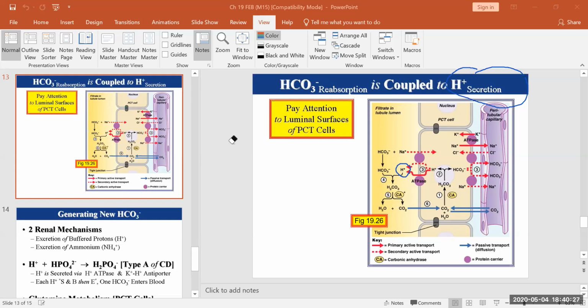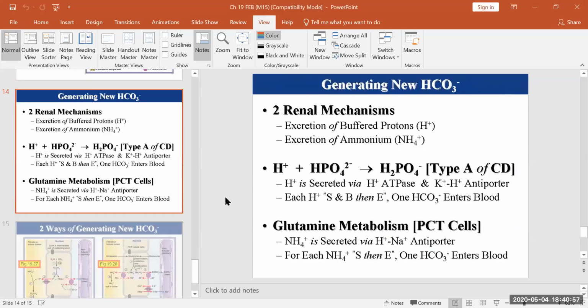So not only are you reabsorbing something you desire, but you're also getting rid of something that's undesired. You're reclaiming bicarbonate, and you're getting rid of these hydrogen cations, which directly affects the pH of your body fluids. Now, that is just reabsorbing what you have, and we know it's not enough, right? So we need to produce new bicarbonate, which leads to the next slide.